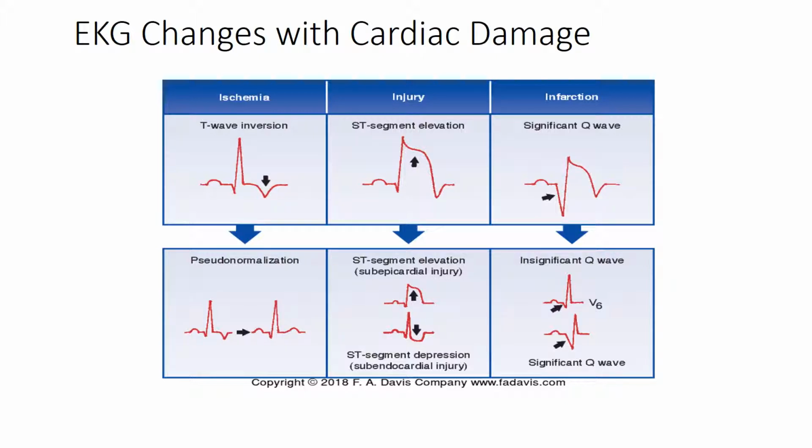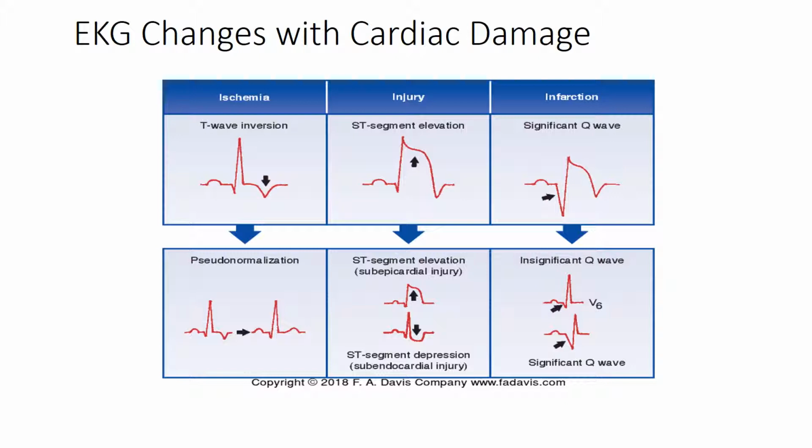This diagram shows you some EKG changes that can occur with cardiac damage. Your EKG can reflect either myocardial ischemia, injury, or infarction. In ischemia, you'll see some T-wave inversion. In injury, depending on if it's a STEMI or a non-STEMI, you may see ST segment elevation or depression. And in infarction, you can see pathologic Q waves, but they may not show up for 1 to 3 days.